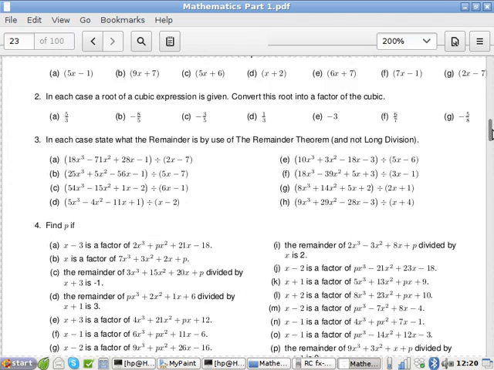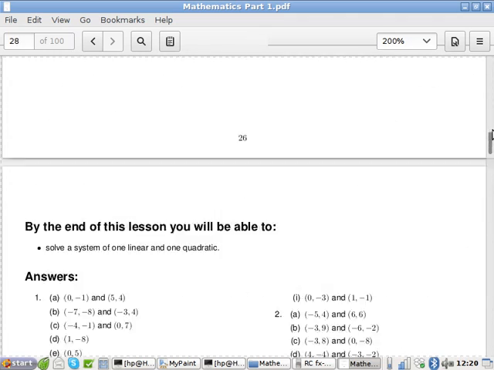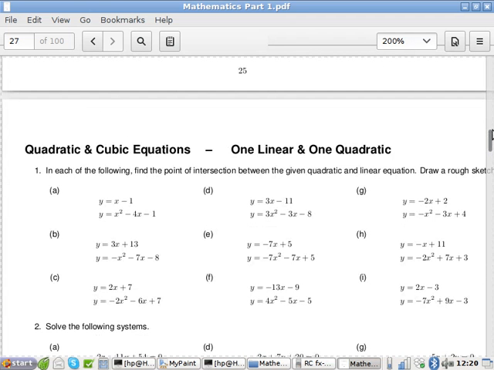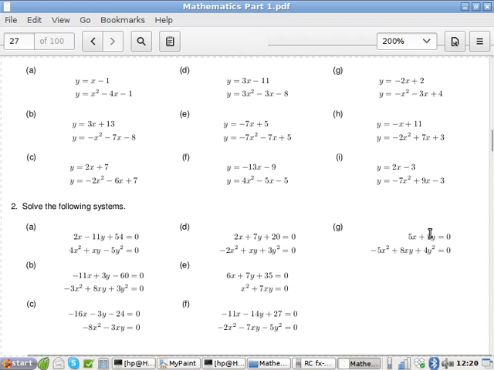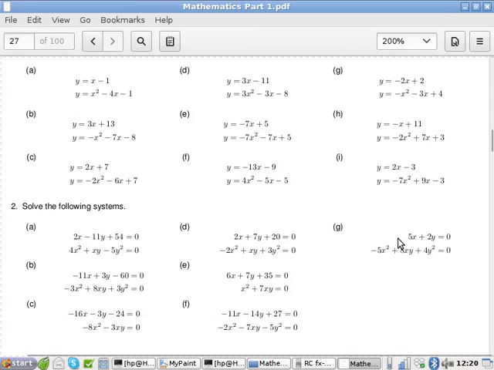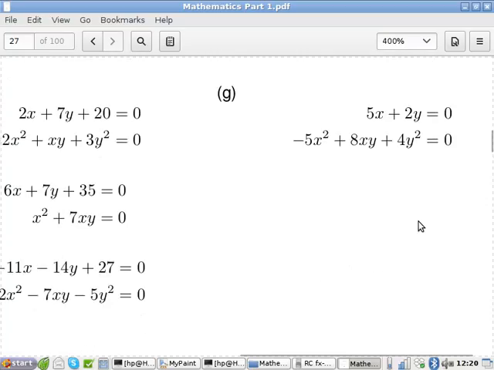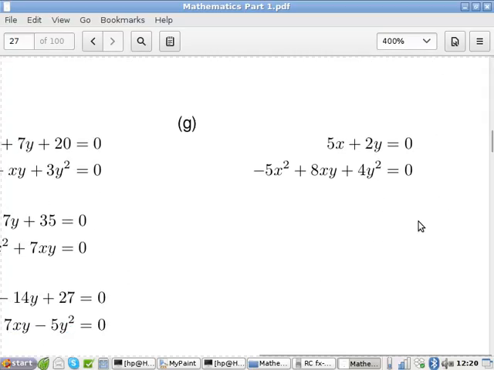Did I go too far? Yeah, it's after this one, isn't it? Oh, that's it there. Okay, I want people to try this last question here. This one's an interesting one. One linear and one quadratic. The last one. Can you move the mouse? I can zoom in as well. This one here.